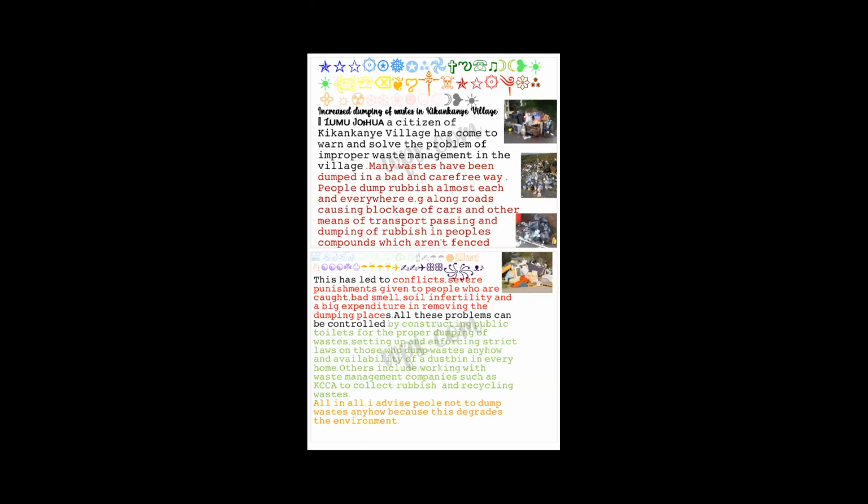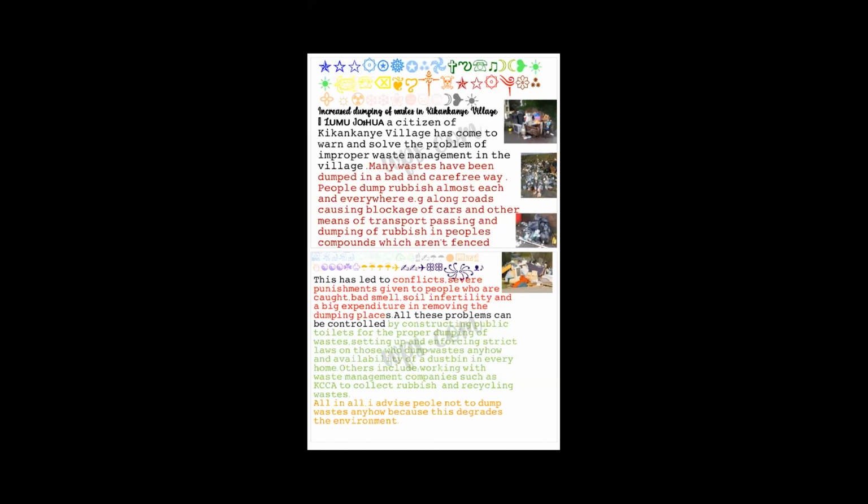All these problems which I've just spoken of can be controlled by constructing public toilets for the proper dumping of wastes. Not only do people dump rubbish like used house disposal, like broken cups and broken glasses, but they also dump things like nappies for children. They also dump other wastes like urine. Now we need to construct public toilets so that we can classify which waste goes where. Like the nappies for the children, they have to go in the public toilet.